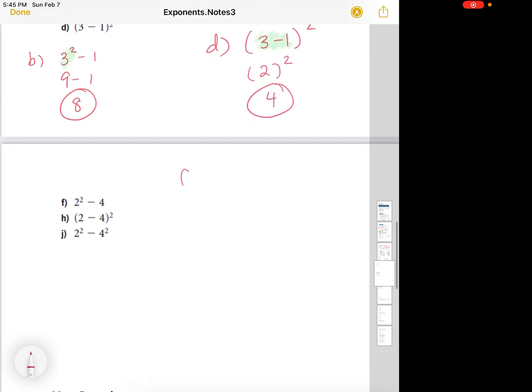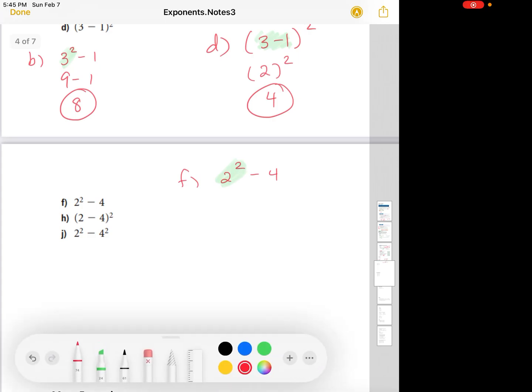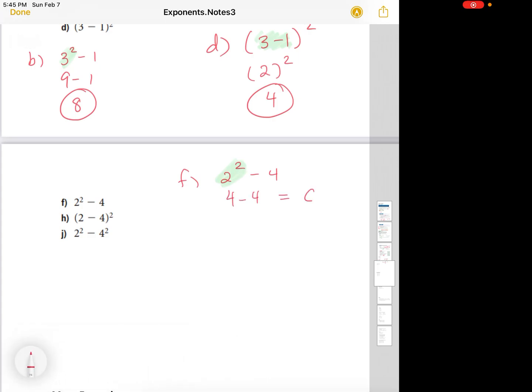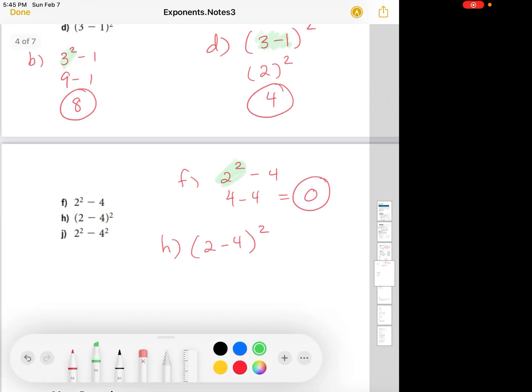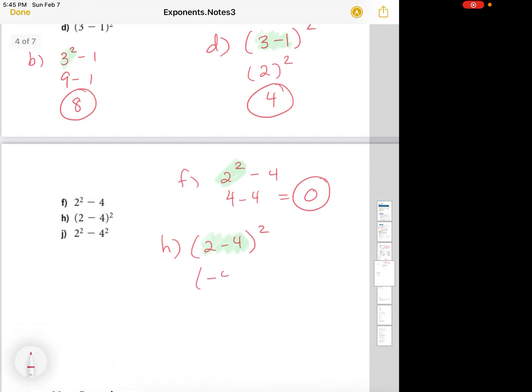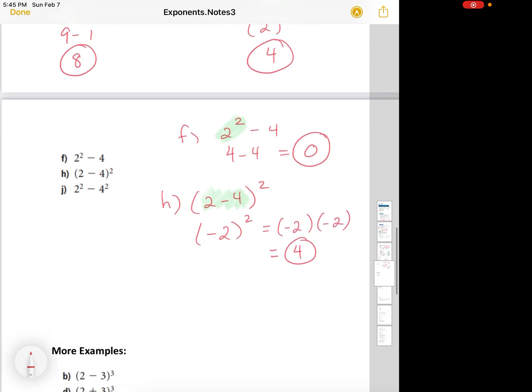Let's look at F. F, 2 squared minus 4. I'm going to do my exponent first, and I'll get 4 minus 4 equals 0. H, 2 minus 4 squared. So I have to do what's in the brackets first, BEDMAS, B. And I'll get negative 2 squared, which is negative 2 times negative 2, which equals positive 4.